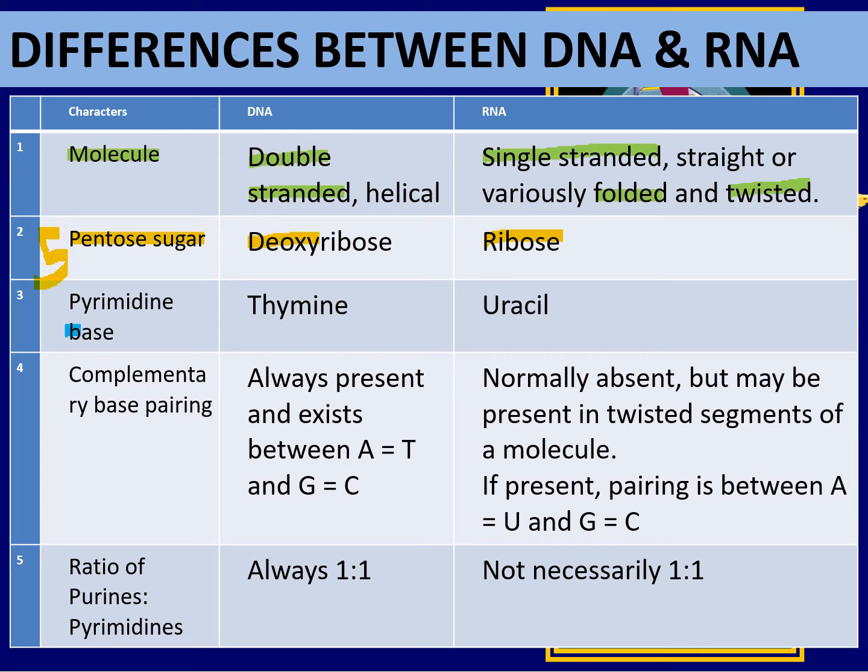The word base here is referring to a nitrogenous base. In DNA we have thymine, whereas in RNA we have uracil. So uracil replaces thymine in an RNA molecule. We will not find uracil in DNA, and we will not find thymine in RNA.